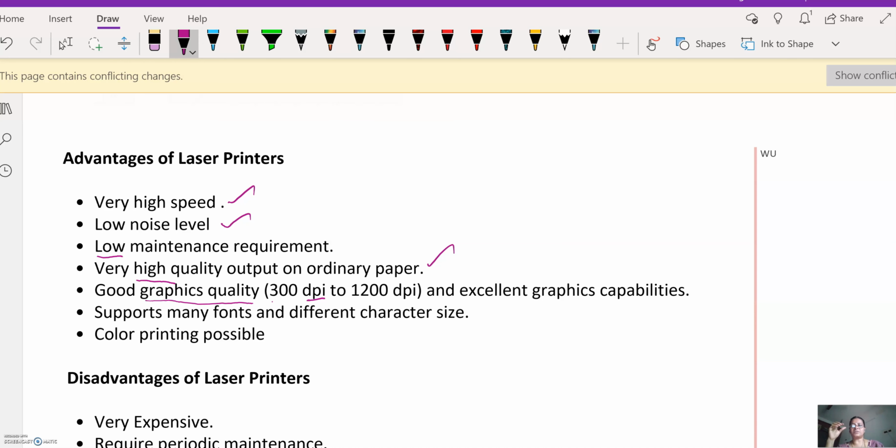So the more the number of dots, the more the clarity and the resolution will be, and it will be able to generate excellent graphic capabilities, and supports many fonts and different character sizes. And of course color printing is also possible in the case of the laser printer.